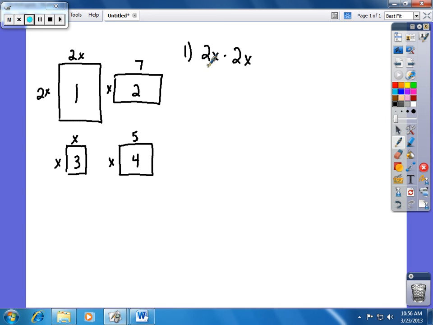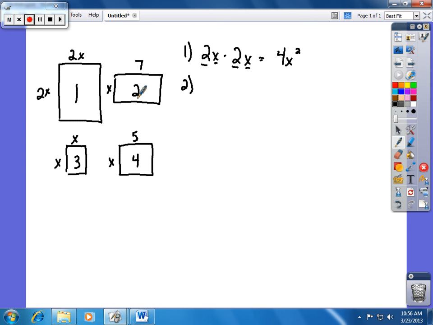So if we look at this, in order to figure this multiplication out, we're going to start by looking at the coefficients out in front of the variable. So we will have 2 times 2, which is 4, and then we'll multiply our x's together, and x times x is x squared. So the area of figure 1 is 4x squared. Now we're going to do the same thing for the rest of our figures.